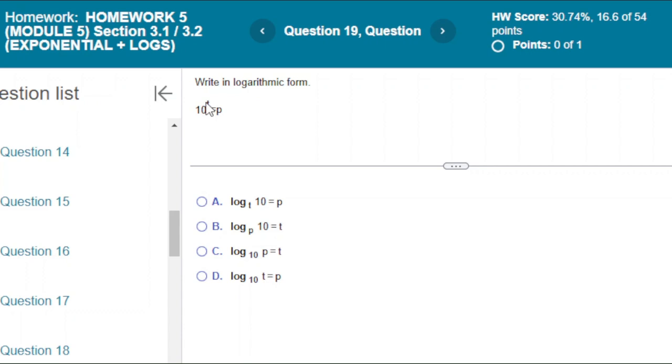Here we have 10 to the t equals p. So notice, isn't that this one here? 10 to the t equals p. By the way, this says log base 10. You actually could just write it without even writing the 10 there. You could just write log of p equals t, because when you write log without a base, the base is assumed to be 10. So we could just write log of p equals t. So that would mean 10 to the t equals p.